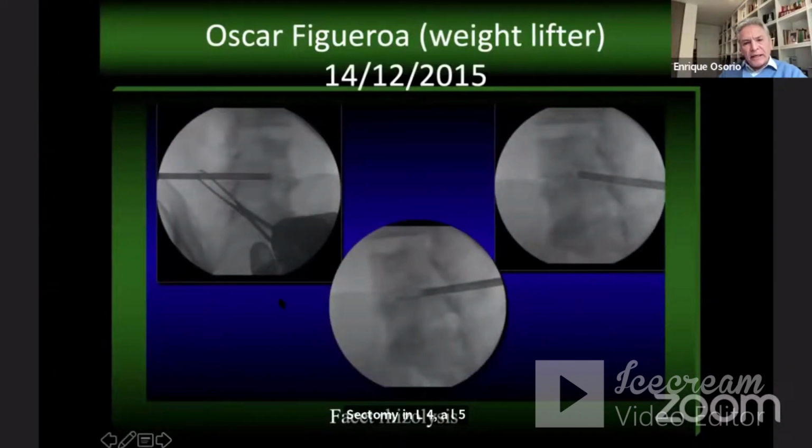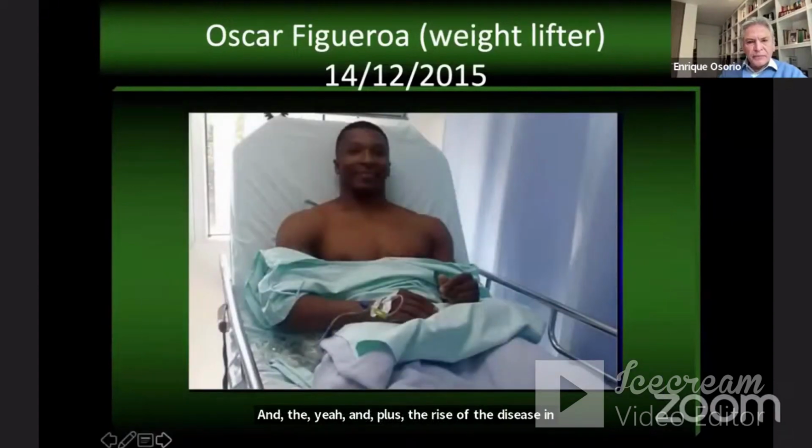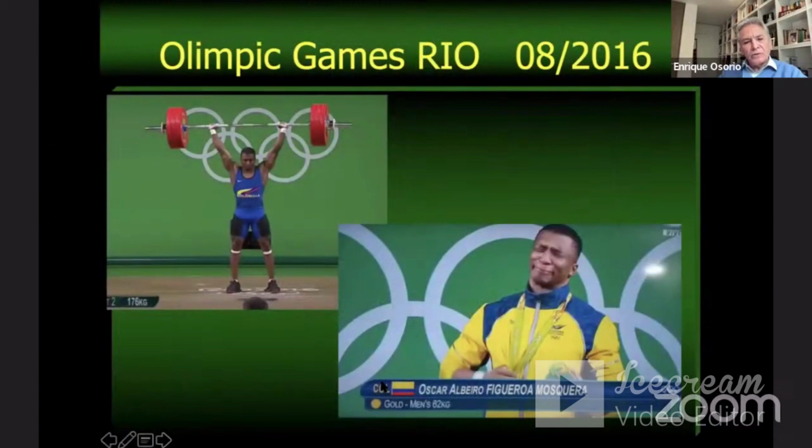And facet rhizolysis in L4-L5, L5-S1. And this is after surgery the same day. This is in December 2015. And 8 months later, he got the gold medal in the Olympic Games in Rio de Janeiro, 8 months later.